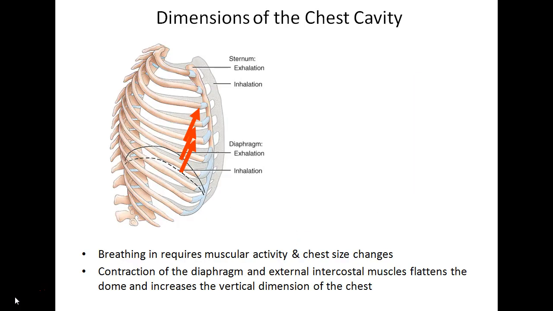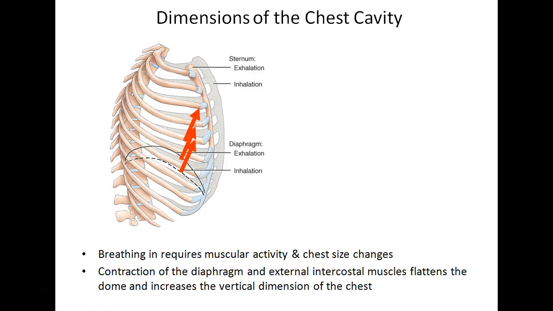So speaking of pressure, how do we change the volume of this cage, this thoracic cage? We do it through muscular activity. Breathing requires skeletal muscle activity, and that's going to cause the chest size to change. So in other words, if we change the volume, we can change pressure. If we change pressure, we have air moving in and out.